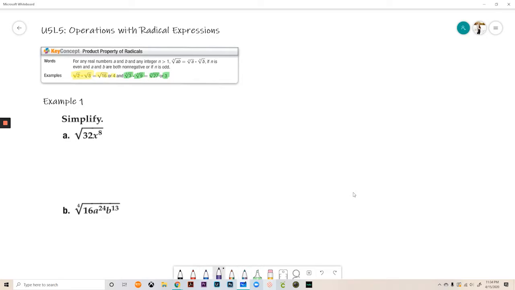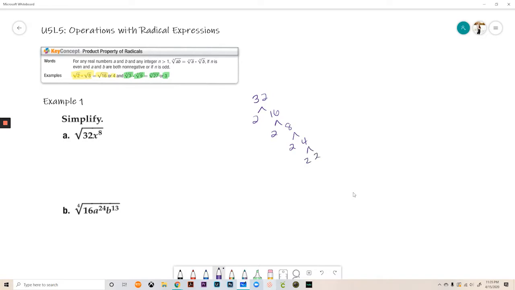Let's look at the first example we have in our notes. It says, simplify these. We have the square root of 32 x to the 8th. Now, I'm going to write this one out pretty lengthy, just so you can see what's going on, and maybe we can end up shortening this a bit. I'm going to take 32 and find the prime factorization of this. I know it's even, so I can divide by 2, and I'm going to do that until I can't divide by 2 anymore.